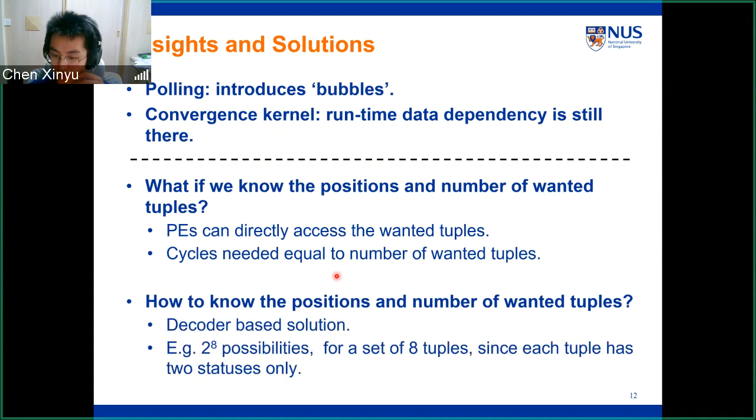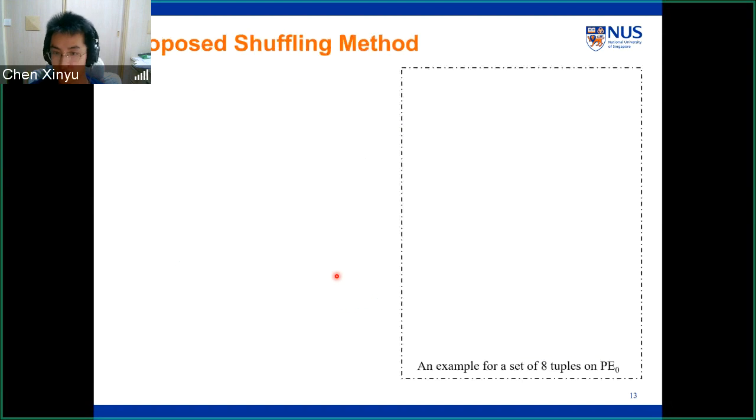The main idea is that, for example, for a set of 8 tuples, each tuple only has 2 statuses for a PE, which is to process or not to process. So for 8 tuples, we have 256 possibilities. We can enumerate them into a table, then look them up during the execution. Here I will show an example for a set of 8 tuples on P0.